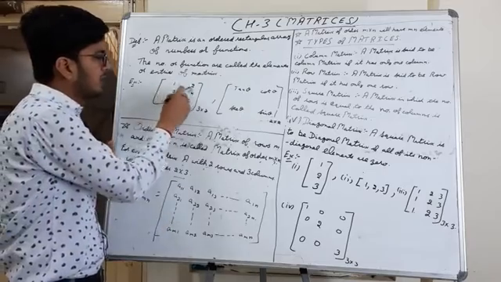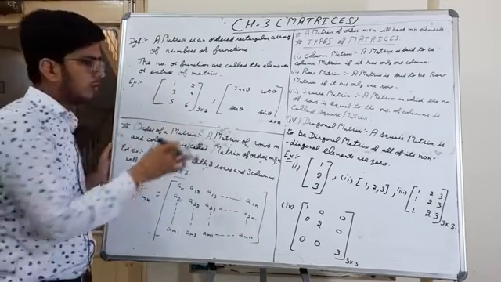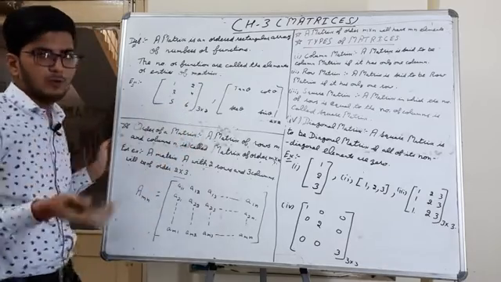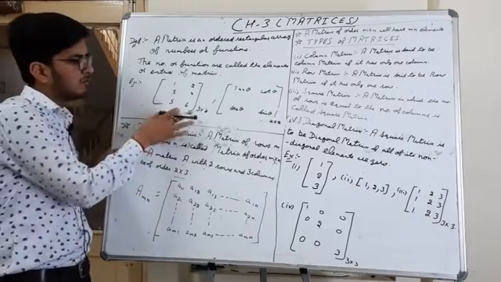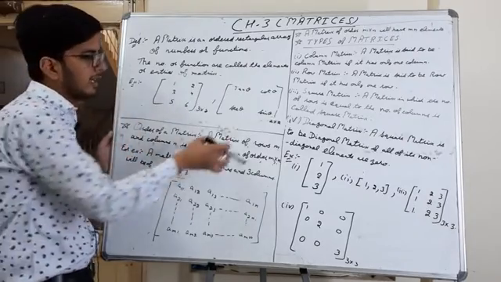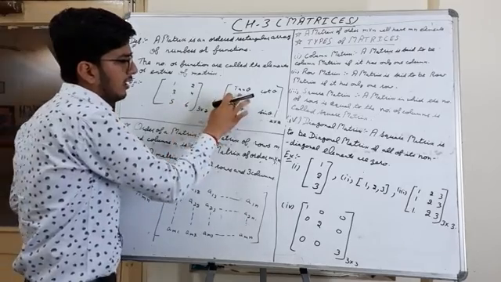Now here we used 3 rows and 2 columns. So this is a rectangular array of numbers or functions, right? So this is a matrix, right? Next example, I will talk about this later, right?